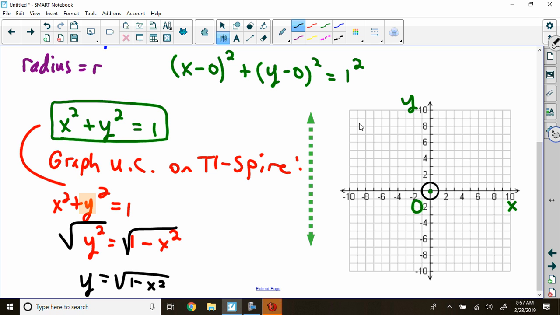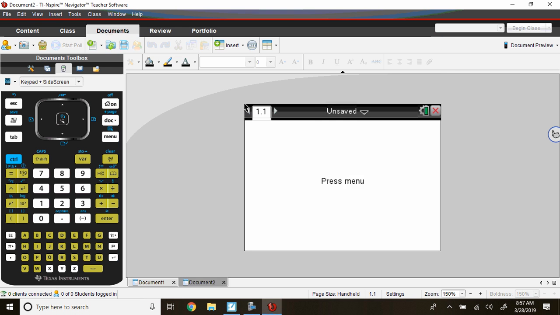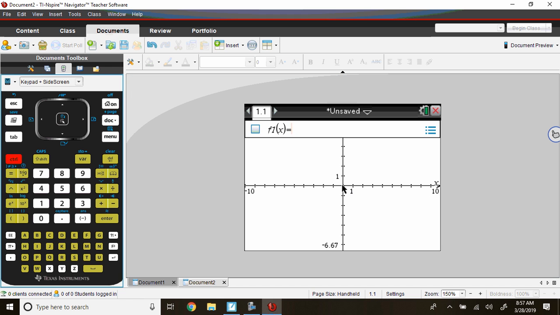What you're going to be surprised to see is that when you graph y equals the square root of 1 minus x squared, you're only going to get the top portion of this circle. And I'll show you that right now. If this decides to cooperate now, here we go. The square root of 1 minus x squared. There, you just get the top half.